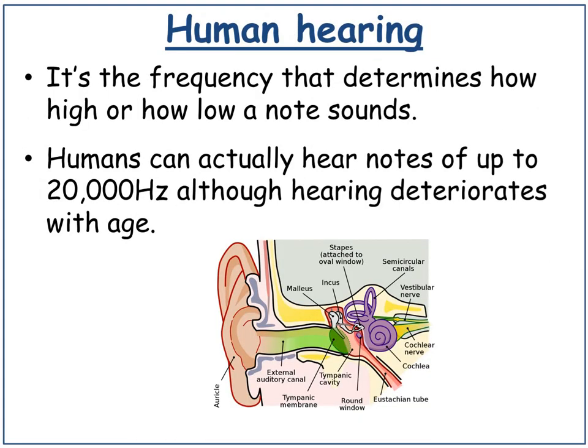Now if we look at human hearing, it's actually the frequency that determines how high or low a note sounds. Humans can hear notes of up to 20,000 Hertz, although hearing deteriorates with age, which is why children and teenagers probably hear a lot higher pitched noises than older adults.